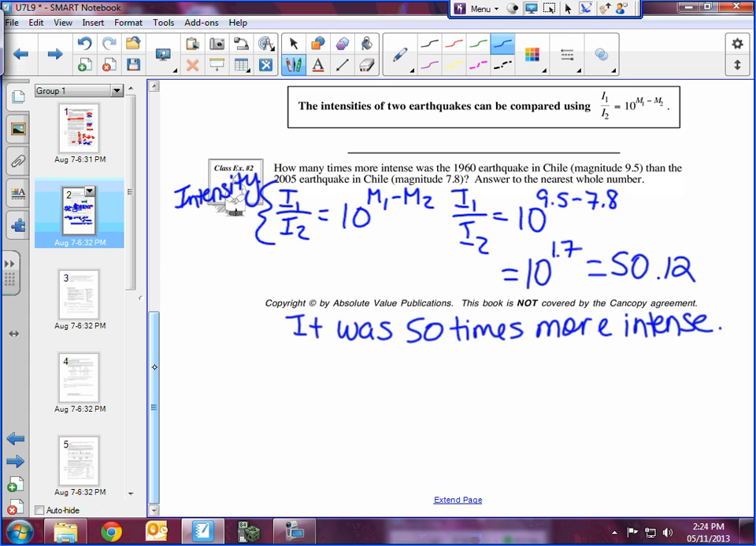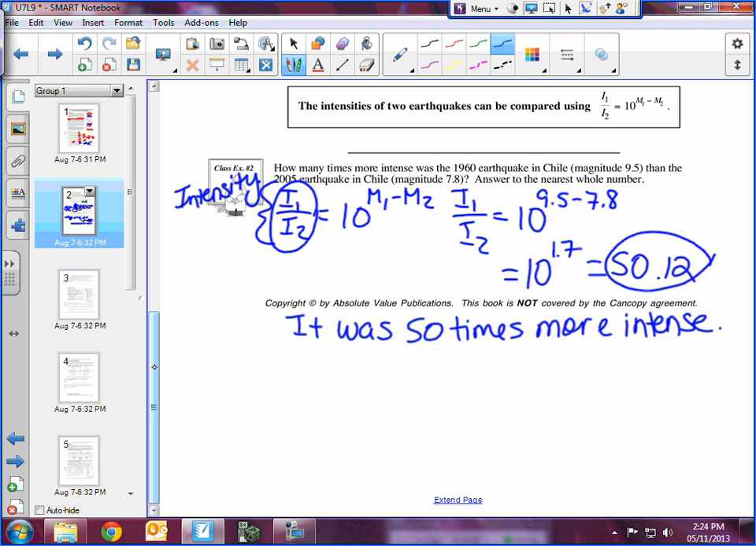It's 50 times more intense. Do you guys understand where we went there? So if you're looking for intensity, use this formula, okay? I1 over I2, this right here is just this one number. So you're not finding I1, you're not finding I2, you're finding the intensity. So all you have to do for this one is go 10 to the m1 minus m2. So just take your magnitude of the first one minus your magnitude of the second one.